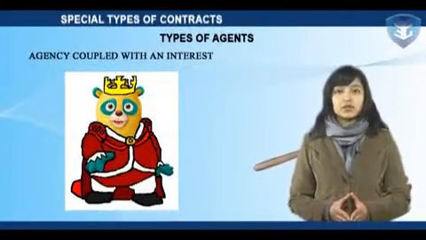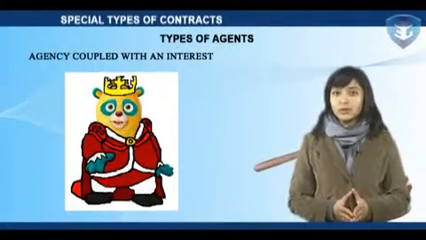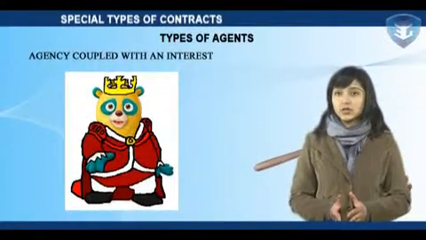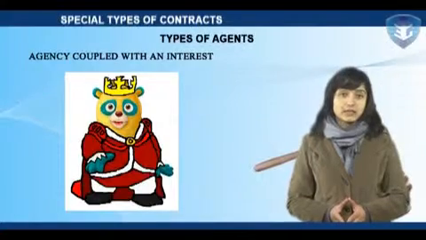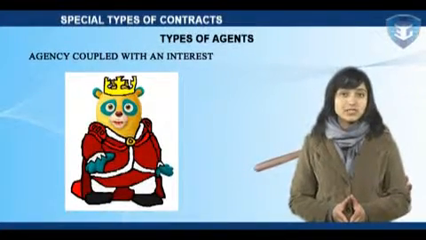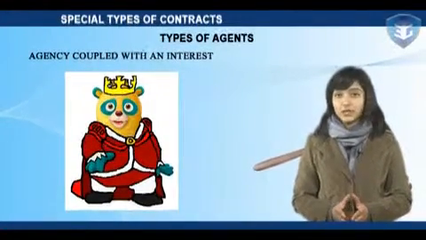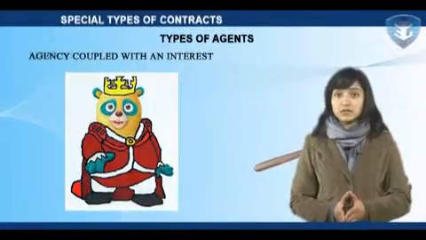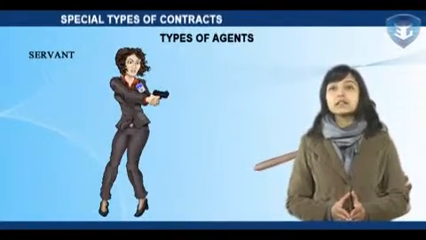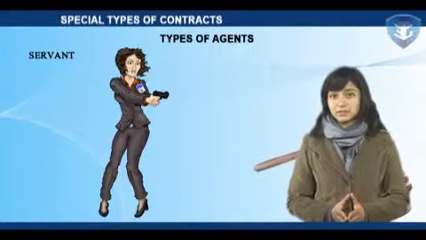Agency coupled with an interest. An agent whose reimbursement depends on his continuing to have the authority to act as an agent is said to have an agency coupled with an interest if he has a property interest in the business. Servant. The final category of the agent is the servant.